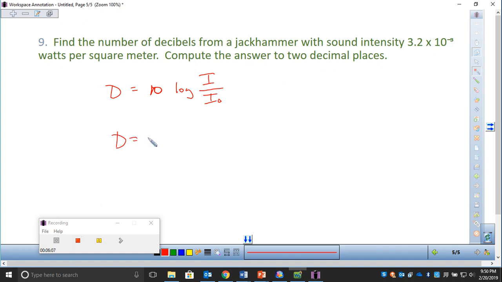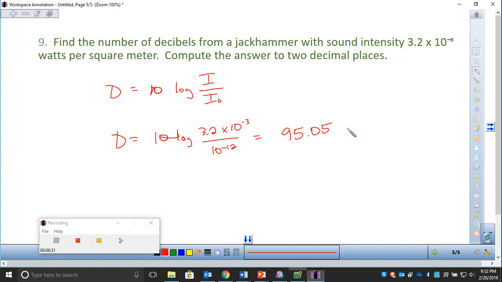So let's go: D equals 10 log 3.2 times 10 to the negative third. And again, this I naught is the constant, I sub 0. So you can plug this straight into your calculator as is, and you should get 95.05.